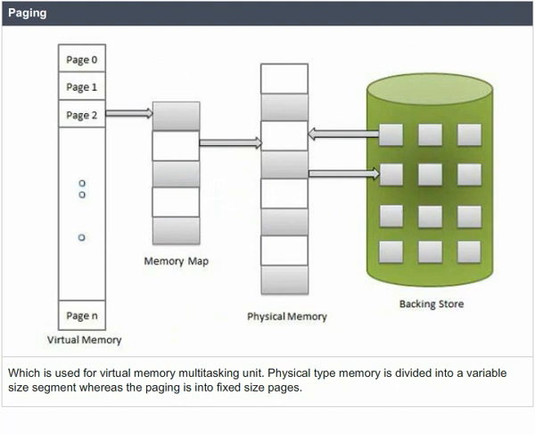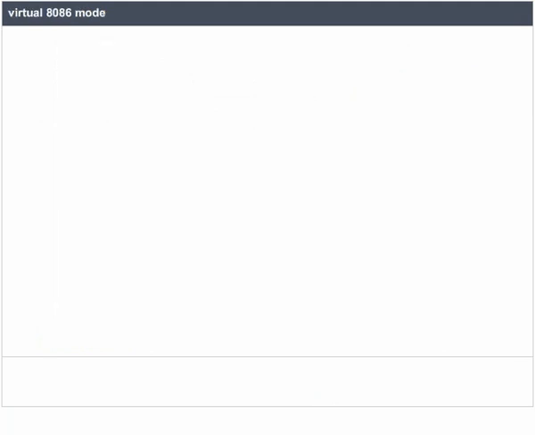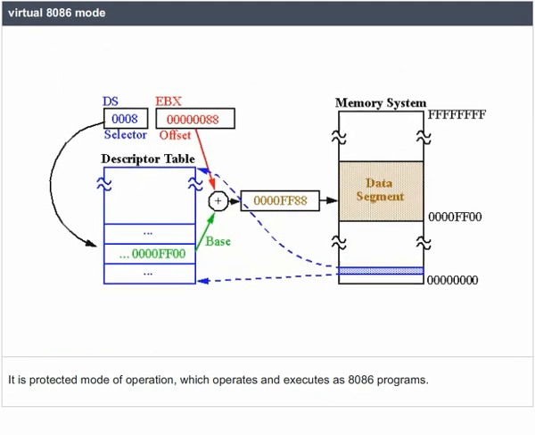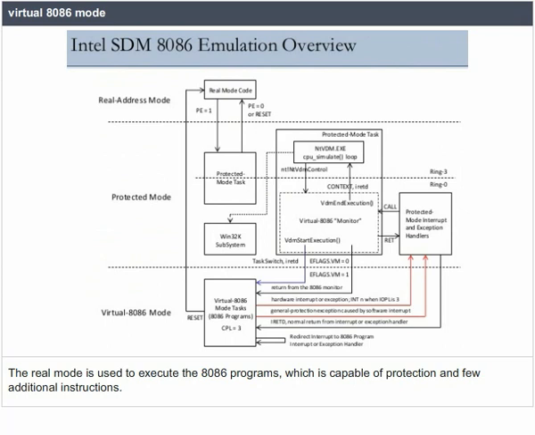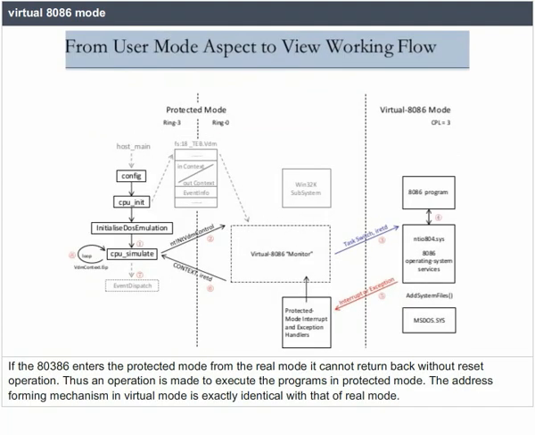Virtual 8086 mode. It is a protected mode of operation which executes 8086 programs. The real mode is used to execute the 8086 programs, which is not capable of protection and the few additional instructions. If the 80386 enters protected mode from the real mode, it cannot return back without a reset operation. Thus, an operation is made to execute the programs in protected mode. The address forming mechanism in virtual mode is exactly identical with that of real mode.